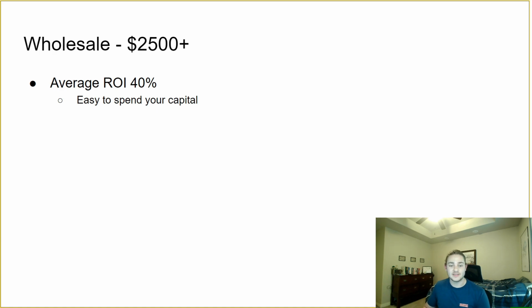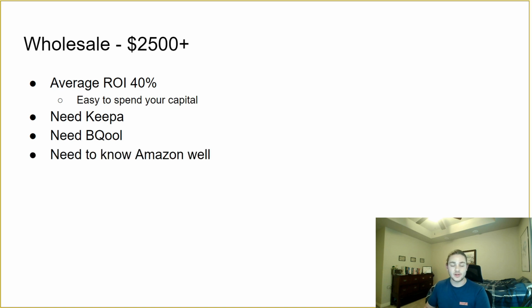And with wholesale, it's really easy to spend your capital. I would say you're going to need Keepa as well. You're also going to need Be Cool to go ahead and capture those buy box, just like we talked about with online arbitrage. But the thing with wholesale is you're going to need to know Amazon very well. The kind of sellers they're going to work with are experienced sellers. You're going to want to be able to offer real value to those suppliers, because that's going to land you those accounts.